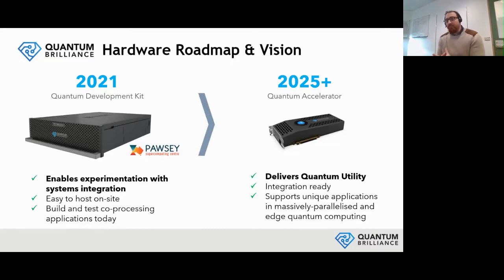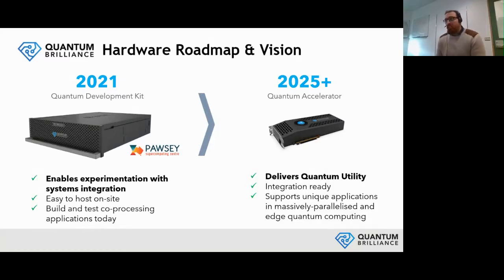But what's available today, in 2021, is what we call the Quantum Development Kit. It's the standard 1U, 19-inch rack you could see in all HPC centers. It's that size. It's important to notice this is not designed to scale up. However, it's enabling experimentation with possible integration with HPC systems. This is the one that we are currently delivering to the Pawsey HPC Center. It gives you the opportunity to integrate a quantum computer hosted on site, and build and test co-processing applications.